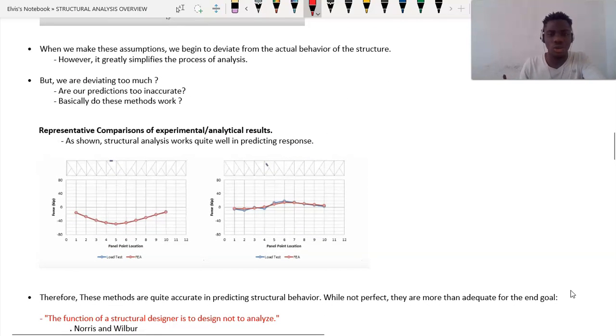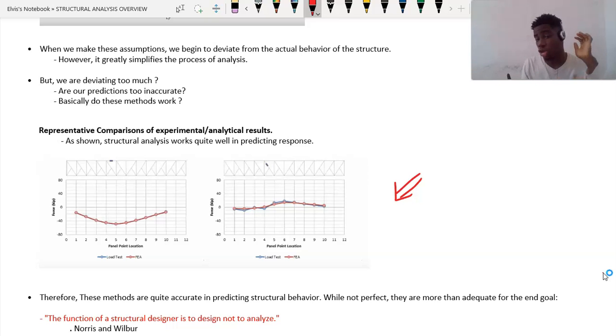So as you can see, guys, this is a representative comparison of experimental and analytical results. As shown, structural analysis works quite well in predicting response. So let's move on. Therefore, these methods are quite accurate in predicting structural behavior. While not perfect, they are more than adequate for the end goal.